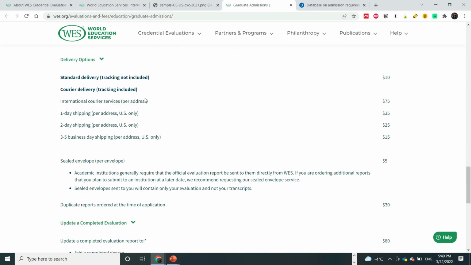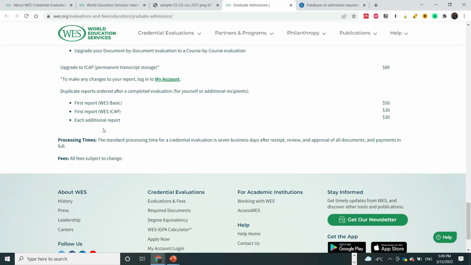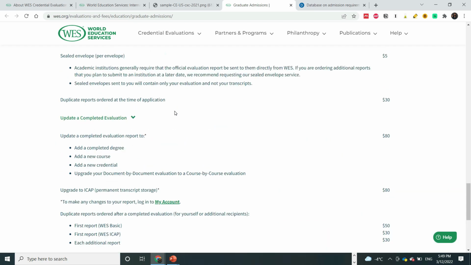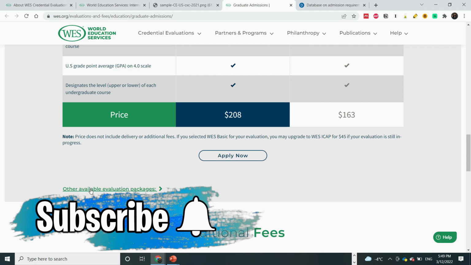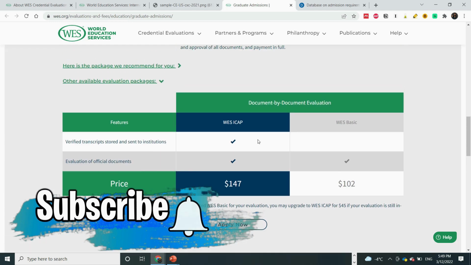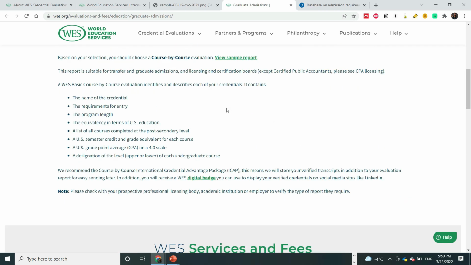So these are some of the additional fees you could take your time and look through. So as you can see, each additional report is $30. So each duplicate, once you send to one, if you want more, you have to pay $30. And for the document by document, this is 147 and the basic is 102. I do suggest you go for the course by course, but at the end of the day, it's up to you to decide.